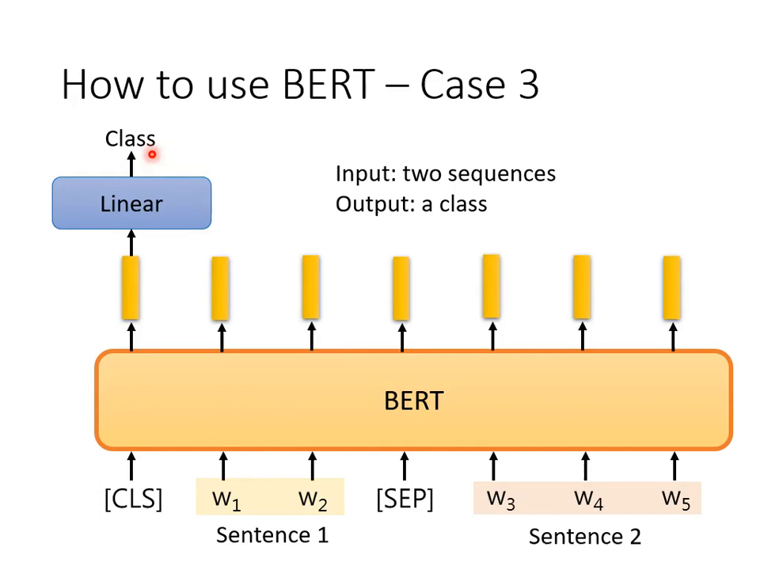Okay, this is case 3. We still need some labeled data to be able to train this model. Note that this part of BERT is no longer randomly initialized. It is initialized with some pre-trained weights.